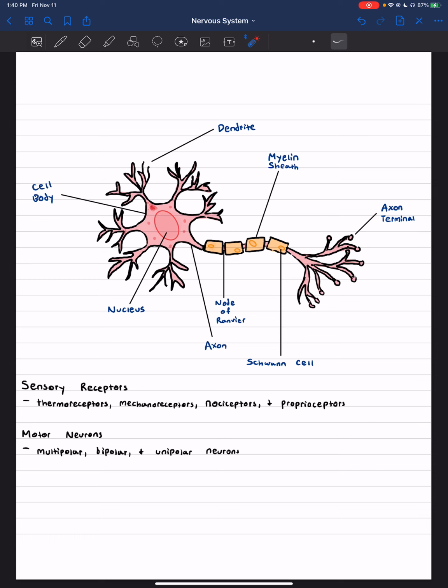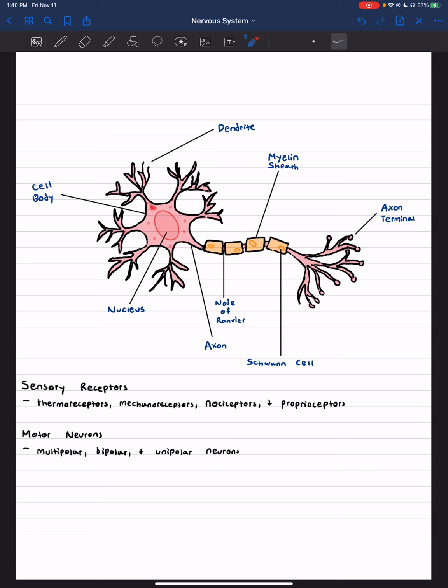Now, there are four types of sensory receptors: thermoreceptors, mechanoreceptors, nociceptors, and proprioceptors. Respectively, we have temperature, touch, pain, and muscle stretching. And then for motor neurons, we've got multipolar, bipolar, and unipolar. So multipolar is one axon with many dendrites. Bipolar is one axon with one dendrite. It's rare in adults, but we do see it in our special sense organs.